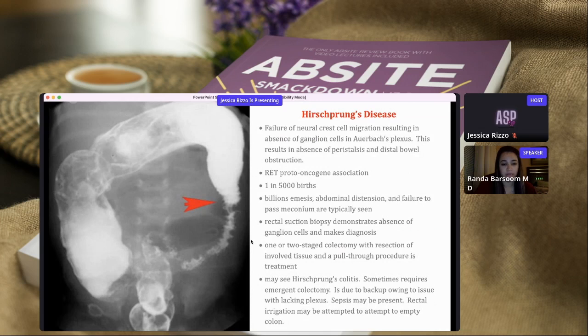Hirschsprung's disease, very highly tested, RET proto-oncogene association. It is a failure of the neural crest cells to migrate, resulting in the absence of ganglion cells. So this results in the absence of peristalsis and distal bowel obstruction. The way to diagnose this is a rectal suction biopsy, which will demonstrate the absence of the ganglion cells. You can do a 1 or 2 stage colectomy with the resection of the involved tissue and then do a pull-through procedure to create the anastomosis. May see Hirschsprung colitis, and that would actually require an emergent colectomy. Next.